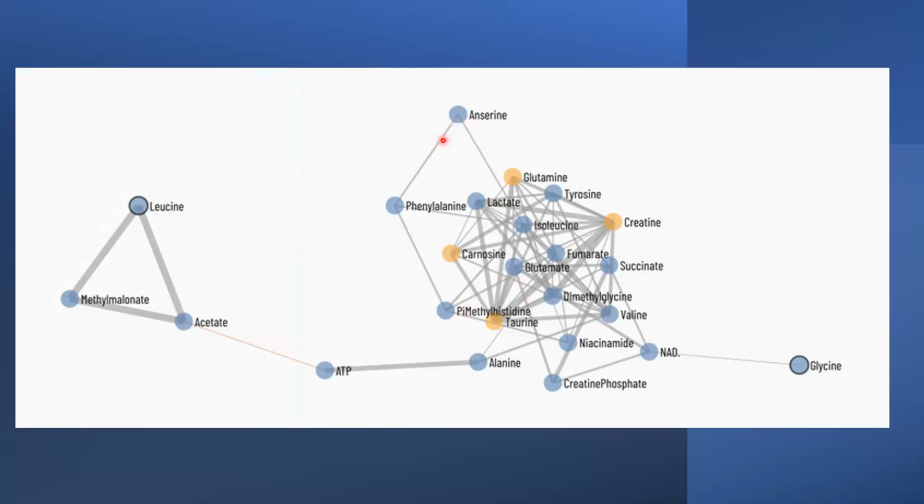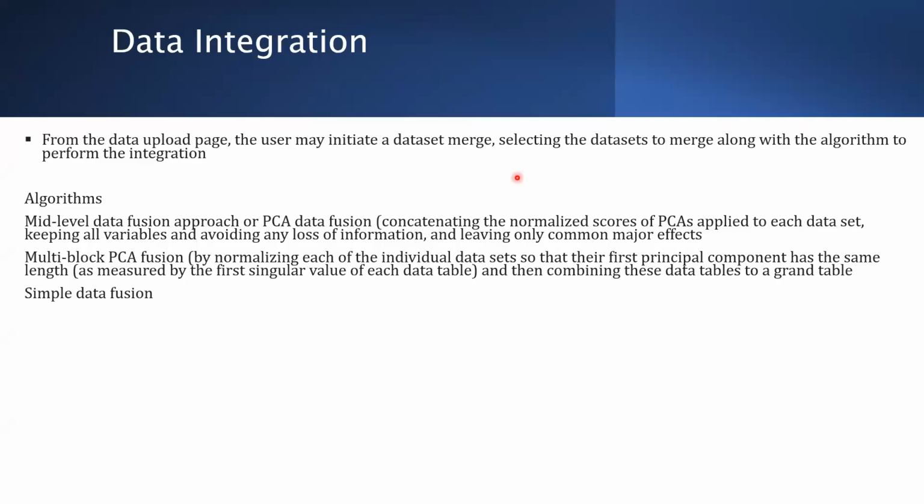See that each of the nodes represents different metabolites and different colors for different groups. So this could be from an NMR analysis. This could be from an LCMS or GCMS analysis. So each of the groups have different colors.